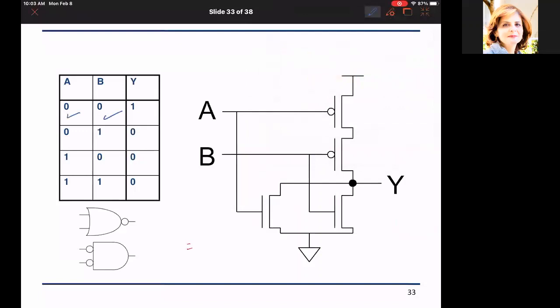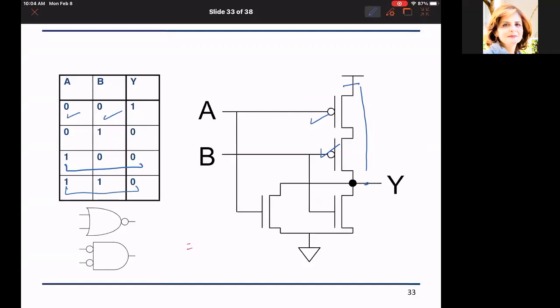Yani, 0 0 will turn those two on and will connect the output to VDD, or the 0 1 will turn off the pull up and will connect the pull down to ground, like in here or in this case. So you should be familiar with these concepts. If you have any issues, let me know as we speak.